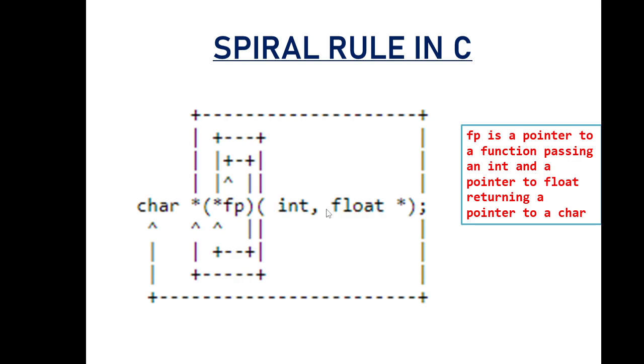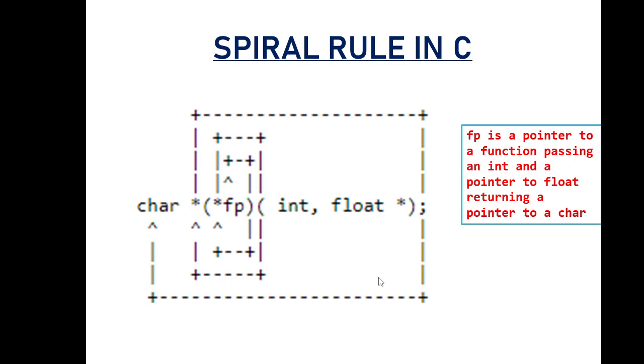Okay, that function's nature is that the function gets an int and a pointer to a float as arguments, and that function returns a pointer to a character as a return value. That means the function returns an address. That address points to a character. So what is this fp? Fp is a variable containing an address. That address points to a function. That function gets these two as arguments and returns a pointer to a function. It returns a pointer to a character.